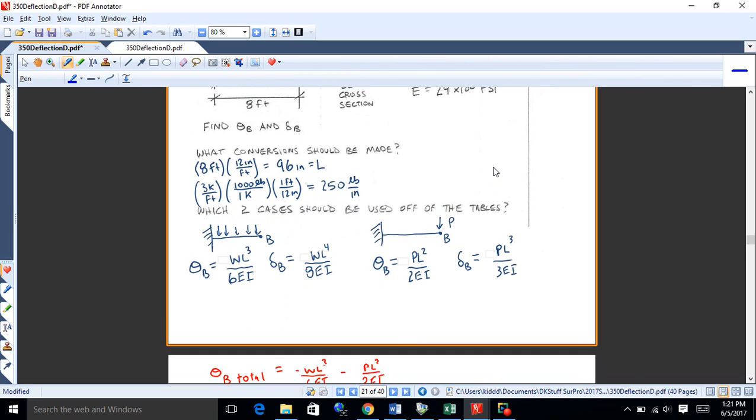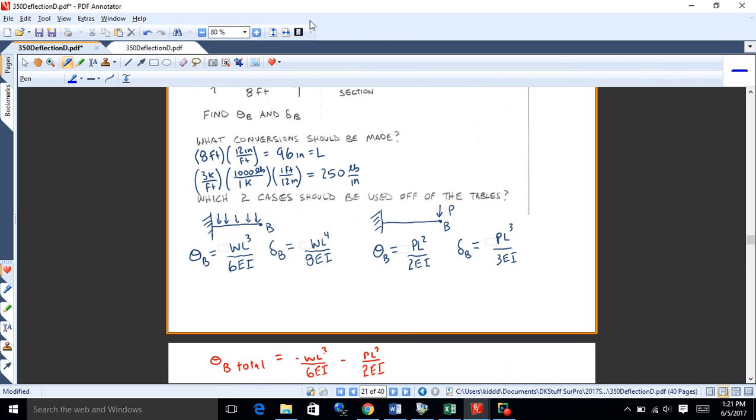Okay, so what we're going to do here, we're going to use those two cases, right? And we just combine them, you just run the numbers and then you combine the cases, such that we got all of these buildings.